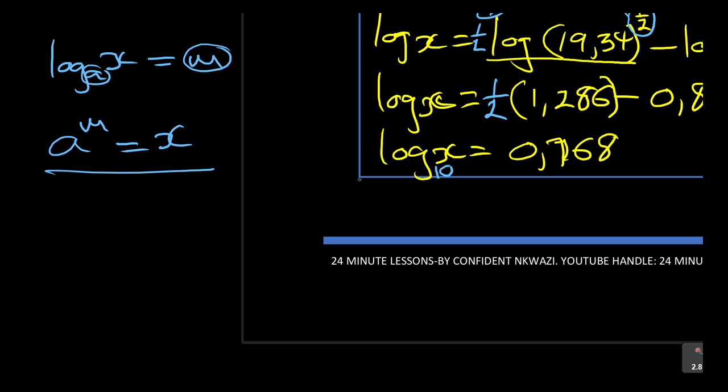So A is my 10, and my M is my 0.768. So 10 to the power, don't forget it's a power, 0.768 is equal to X. So what is my X? I get it as 5.861.